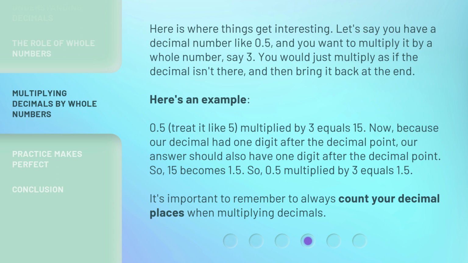Here's an example. 0.5. Treat it like 5. Multiplied by 3 equals 15. Now, because our decimal had one digit after the decimal point, our answer should also have one digit after the decimal point. So, 15 becomes 1.5. So, 0.5 multiplied by 3 equals 1.5. It's important to remember to always count your decimal places when multiplying decimals.